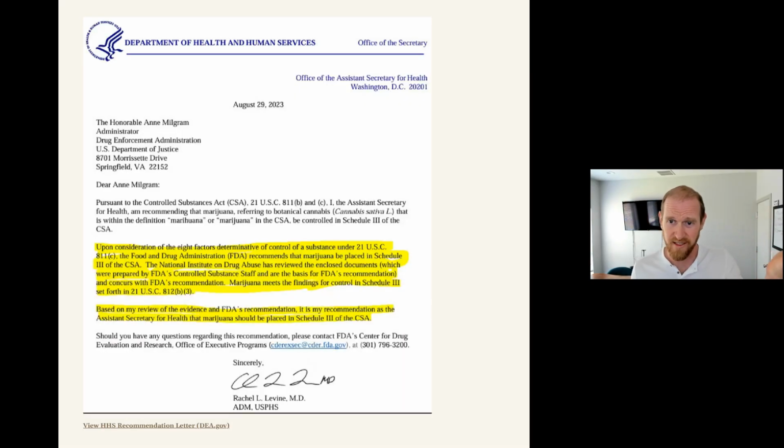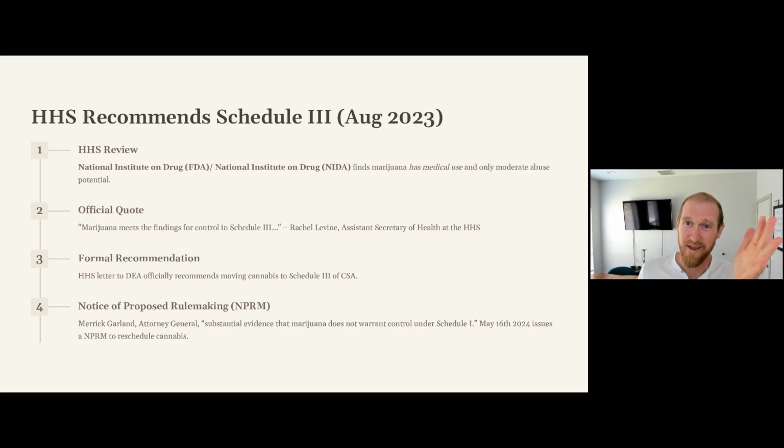And now we've got this. We've got the HHS recommendation letter on the DEA website. Hopefully they don't take it down. But anyway, we got this letter, backed by a 250-page paper from the FDA, conclusively saying that cannabis doesn't fit the criteria of a Schedule I or Schedule II substance, that it is solidly a Schedule III substance.